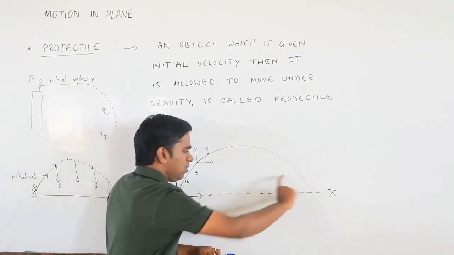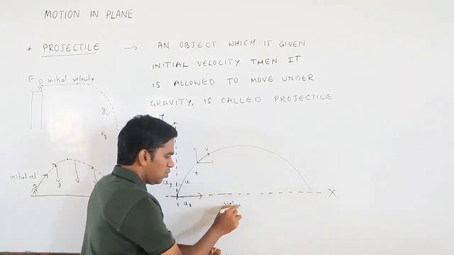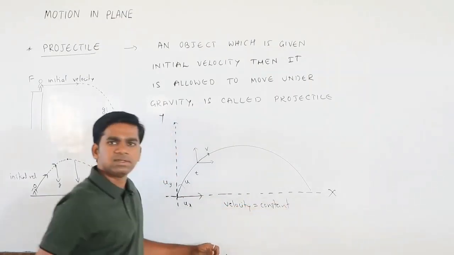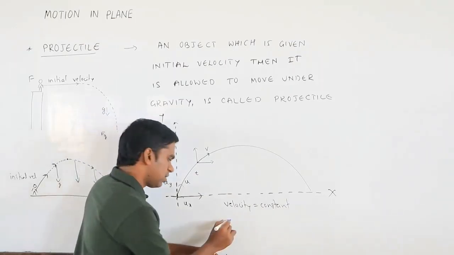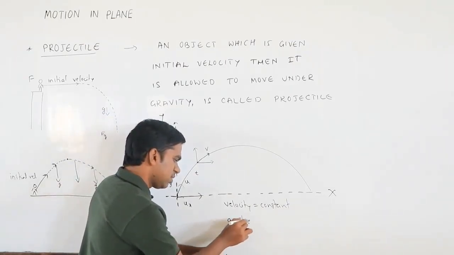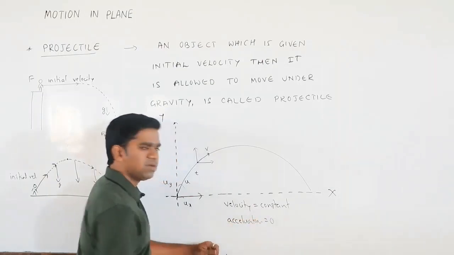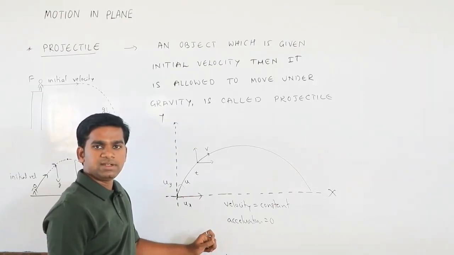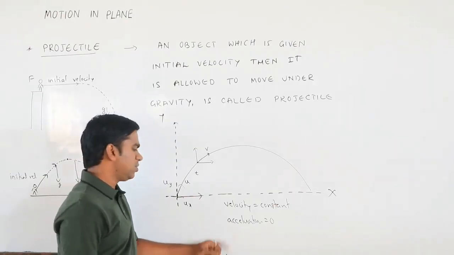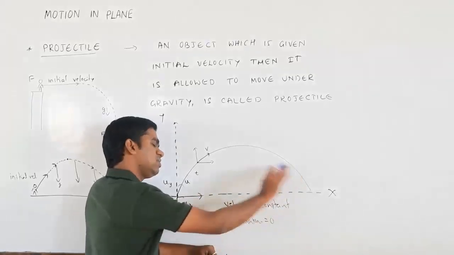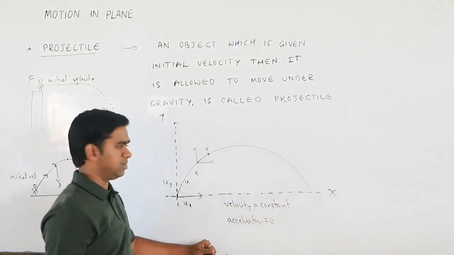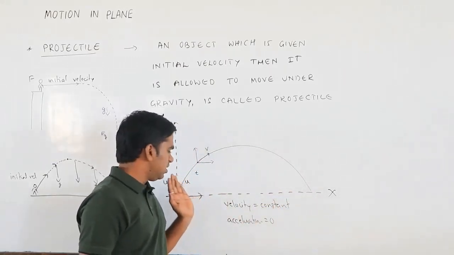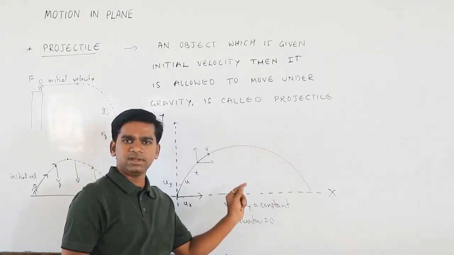That means along the horizontal, velocity is constant. Velocity is constant means what? Acceleration is 0. It is not accelerating along the x axis. Horizontal acceleration is going to be 0, because we are considering velocity is constant. That is why it keeps on moving. When will it stop? When the projectile comes and hits the ground, then only it will stop. Otherwise, it keeps on moving in the horizontal direction.